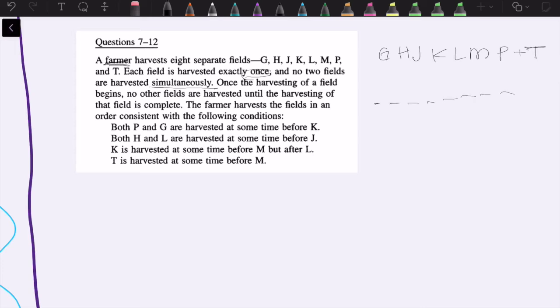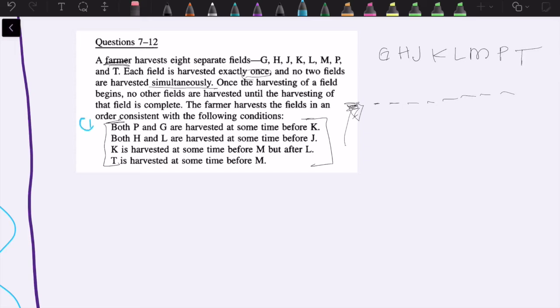But why isn't this strict? Well, once the harvesting of a field begins, no other fields are harvested until the harvesting of that field is complete. The farmer harvests the fields in an order consistent with the following conditions. And it's going to be because all of our rules are talking about the letters that are relevant to each other. So we might come up and actually put them in specific spots after we do our diagram, but to keep in mind, what we really want to focus on is just the relationships between these letters.